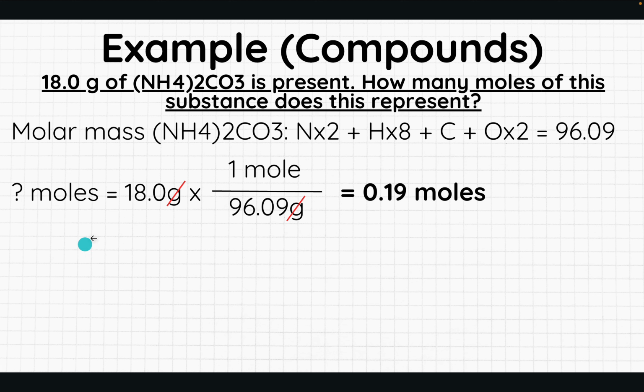Now we want to find how many moles this represents. So we take 18.0, that's given, and this is the conversion factor. 1 mole of this substance is 96.09 grams, which is equivalent to 0.19 moles if you have 18 grams of that substance.